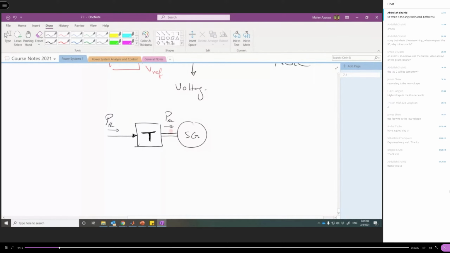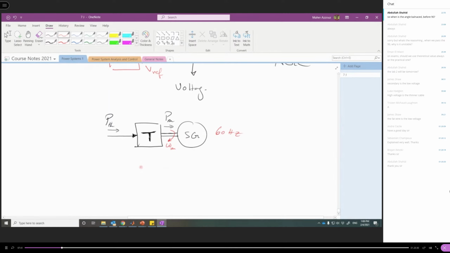controls the speed here. So the idea here is to keep the speed constant. We know that the mechanical speed, omega m, should be constant, because there is a relation between the mechanical speed and the frequency of the output power from this generator. Okay, they are proportional. So we need to control the mechanical speed in order to keep the frequency constant at 60 Hertz.